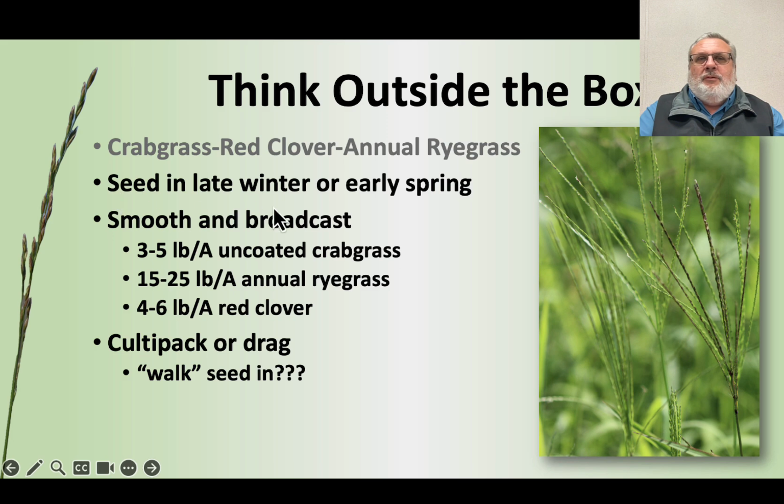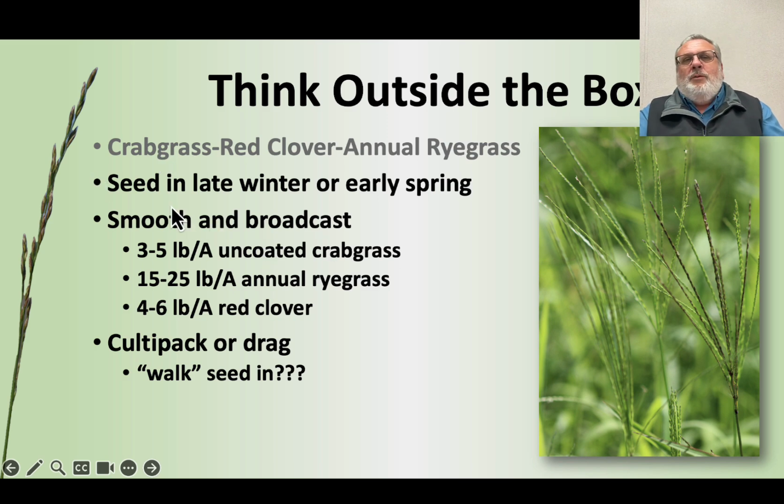And what we do is we would seed this in late winter or early spring. The annual ryegrass would give us some good initial growth when conditions are cooler. And as it plays out, as we get into June and temperatures get warmer, the crabgrass comes on and provides some good summer grazing and ground cover that helps exclude weeds from the system.